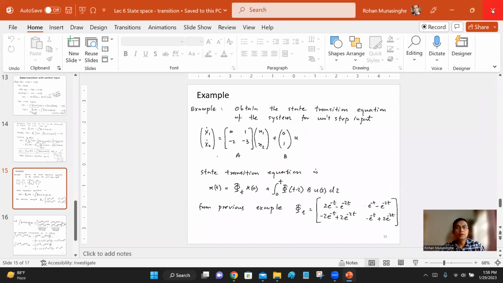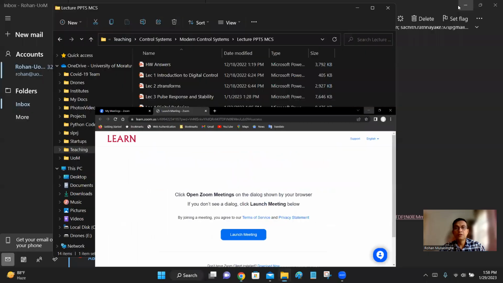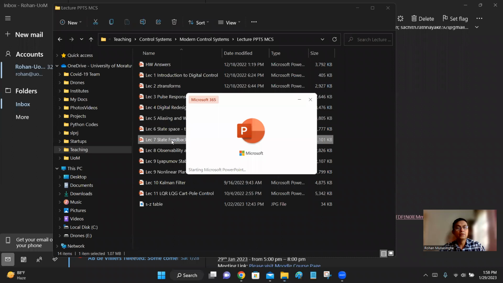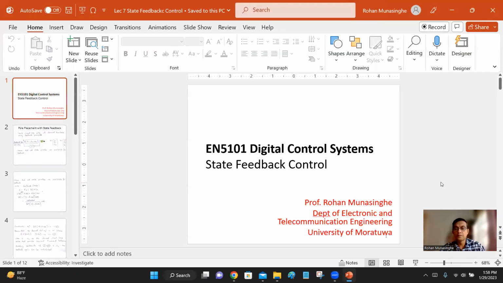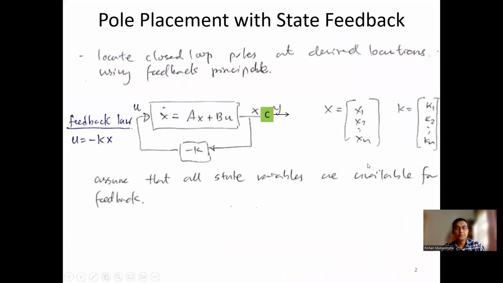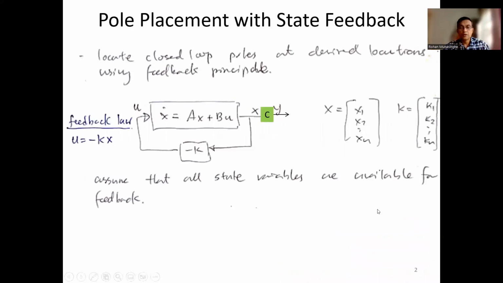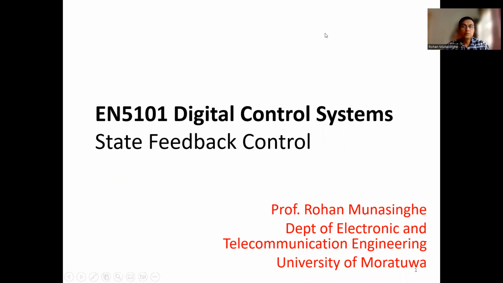Then let us start with the state feedback. Now we can start our next topic, state feedback control.